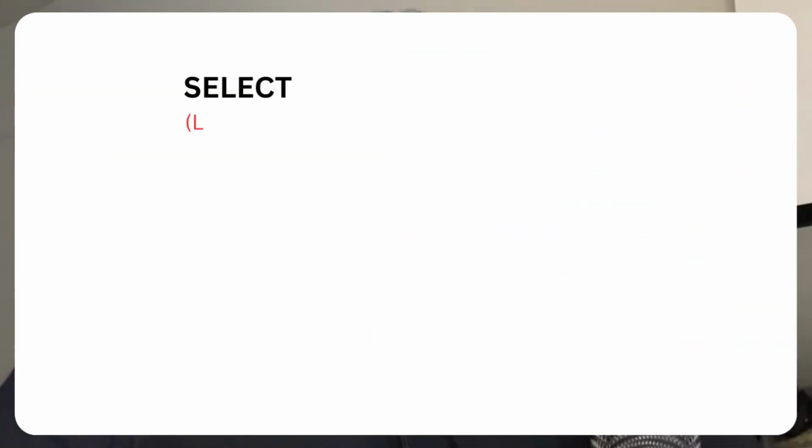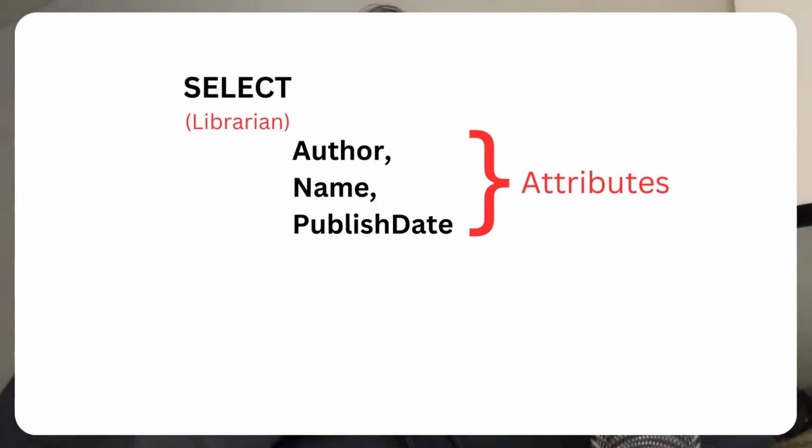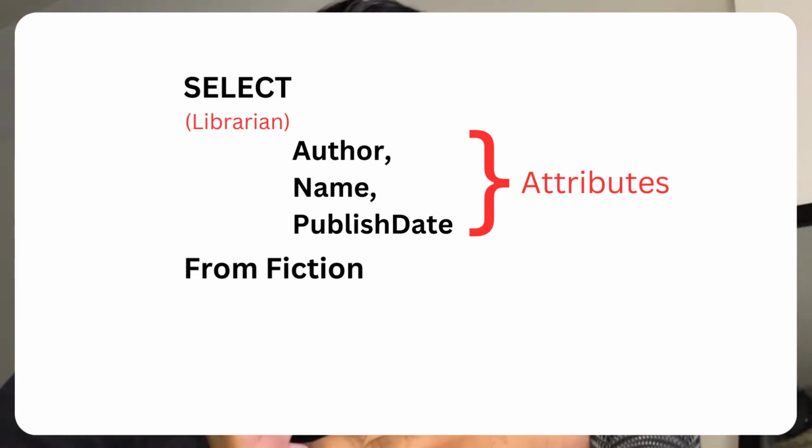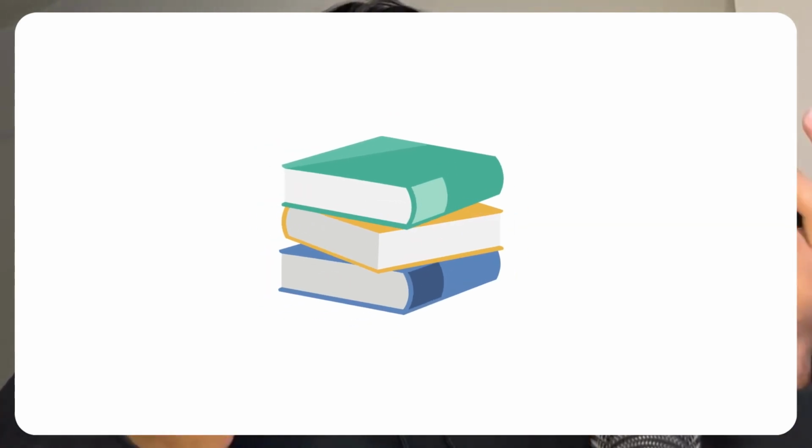To go about select statements, you go to a librarian, you give it the attributes of the book, and you tell the librarian where the book is, so this is where to get it from. And the librarian is going to give you the output as to where the book is, or what the book is about, all that jazz.